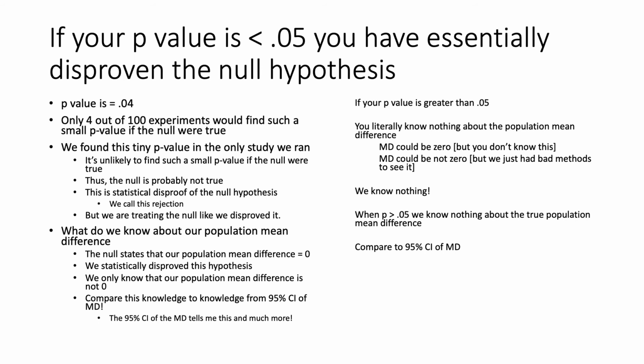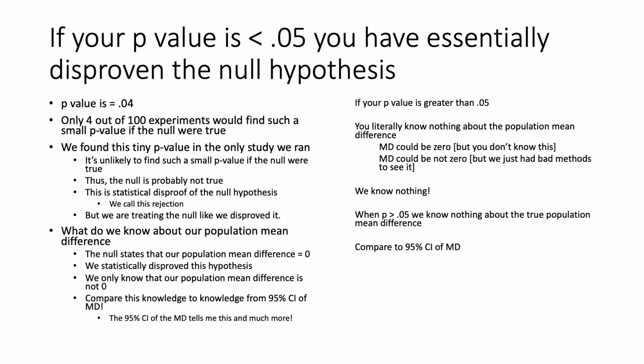Think about those 95% confidence intervals of mean difference that range from like -100 to +100, right? Their p-value would be greater than 0.05, right? It has 0 in the interval, but we don't know what that is. Blah, right? Also, you know what? Our true population mean difference could be a number that's not 0, and we just had bad methods. Our methods were too poor to see it. So essentially, we know nothing. When our p-value is greater than 0.05, we know nothing about our true population mean difference.